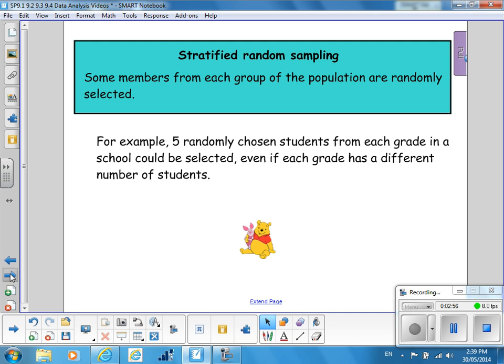Stratified random sampling. Some members from each group of the population are randomly selected. So for example, 5 randomly chosen students from each grade in a school could be selected even if each grade has a different number of students. So they're going to take the same amount from each group even if the groups aren't all necessarily even.